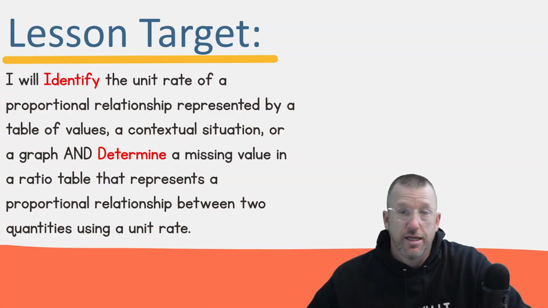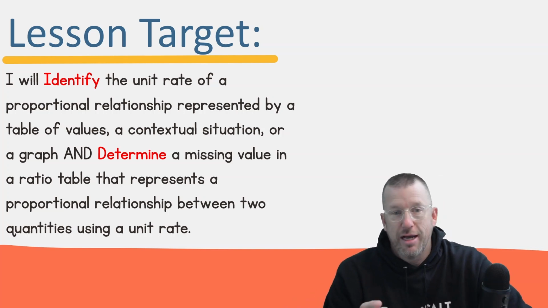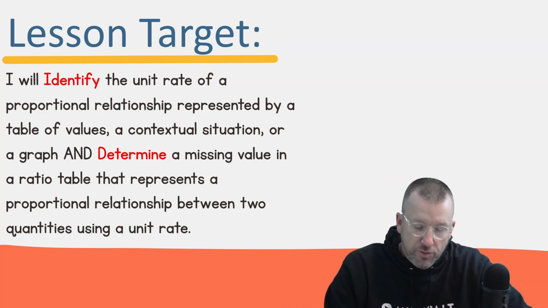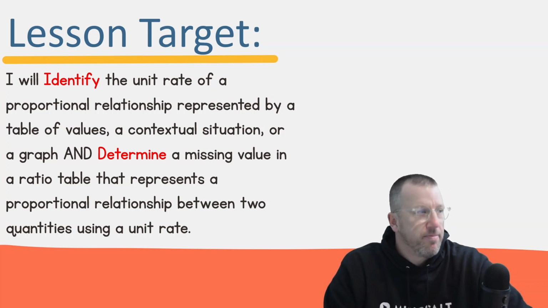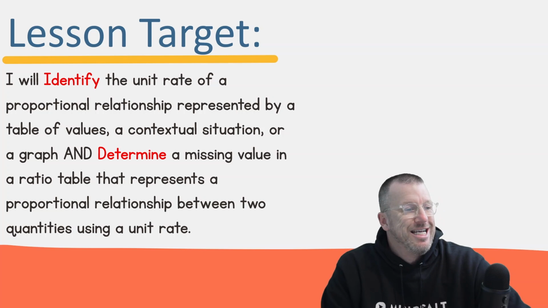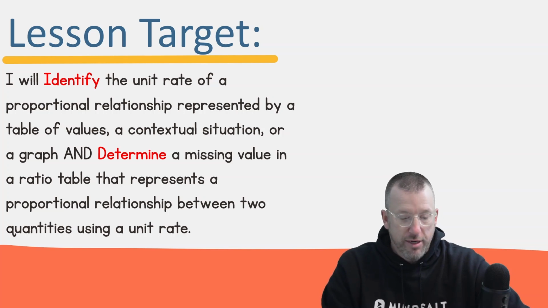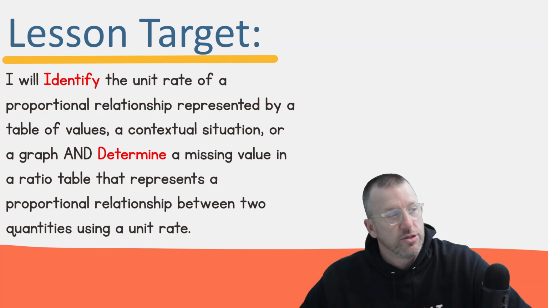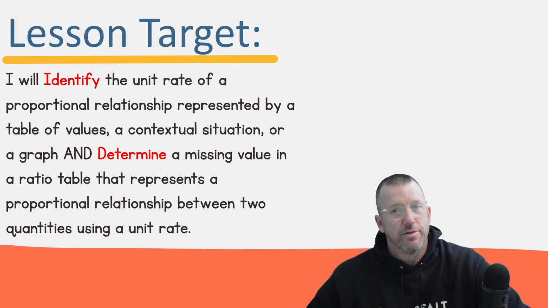All right, so today let's dive right into it. We're going to identify the unit rate of a proportional relationship presented by a table of values, a contextual situation, which is like a word problem, or a graph. And we're going to be thinking about how to determine a missing value in a ratio table that's represented between two quantities and a unit rate. It'll make more sense because some of those phrases are new to you. Let's dive in and see what that means.